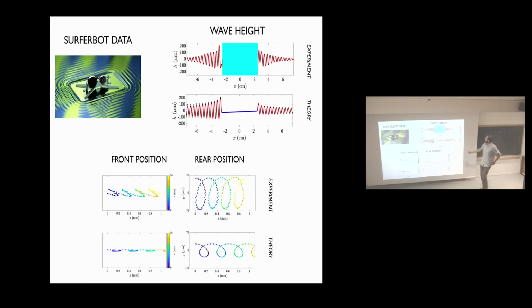So this was waves measured in the experiments, and these are the waves that come out of the linear theory. And they also tracked the front and rear position of the surfer bot, and you can pull them out of the theory as well. So overall, we get quite a close comparison, which tells us that this is probably a fairly good model, and we can start to ask questions such as the one that you asked earlier.